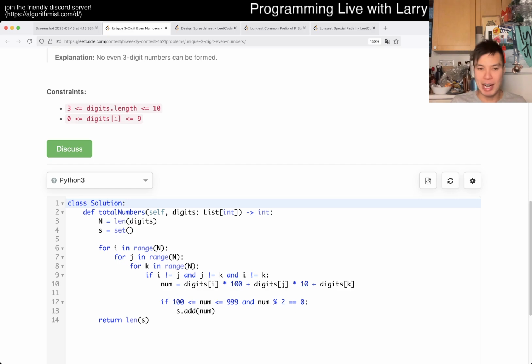But honestly, you could just try every three-digit number. And because there are only 10 numbers to try, it's just 10 times 10 times 10, which is 1,000. And it's going to be fast enough. You could do whatever you like. And here we have some if statements. And we put them into a set. And that is good. Now, for leading zeros, this is how we check, just to make sure that it is within three digits. And yeah, that's it.